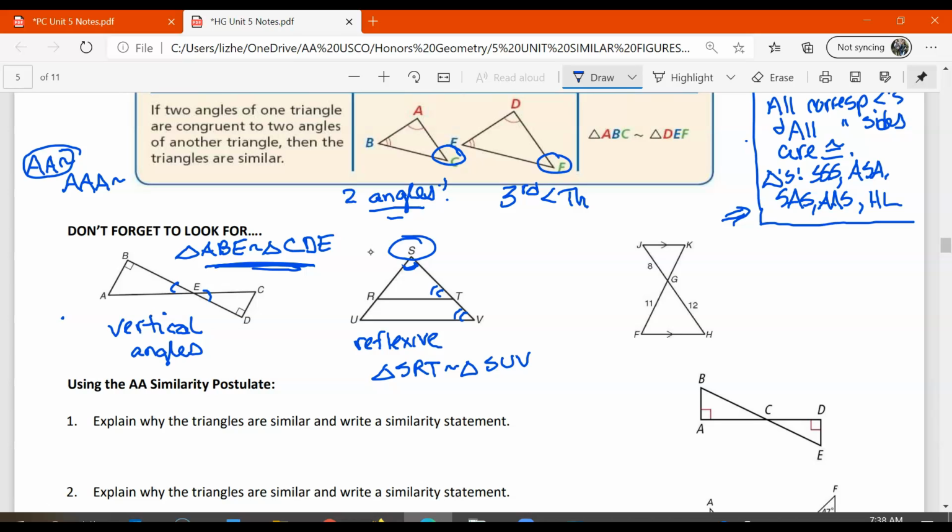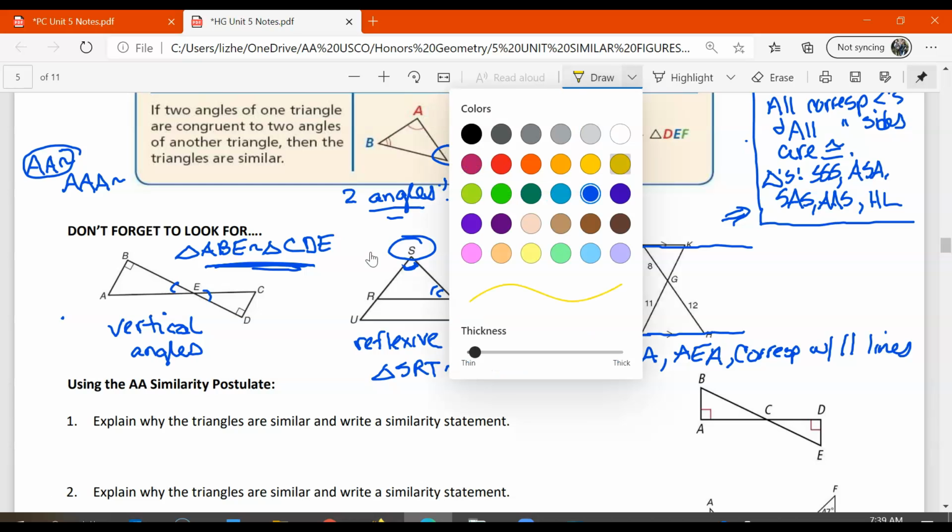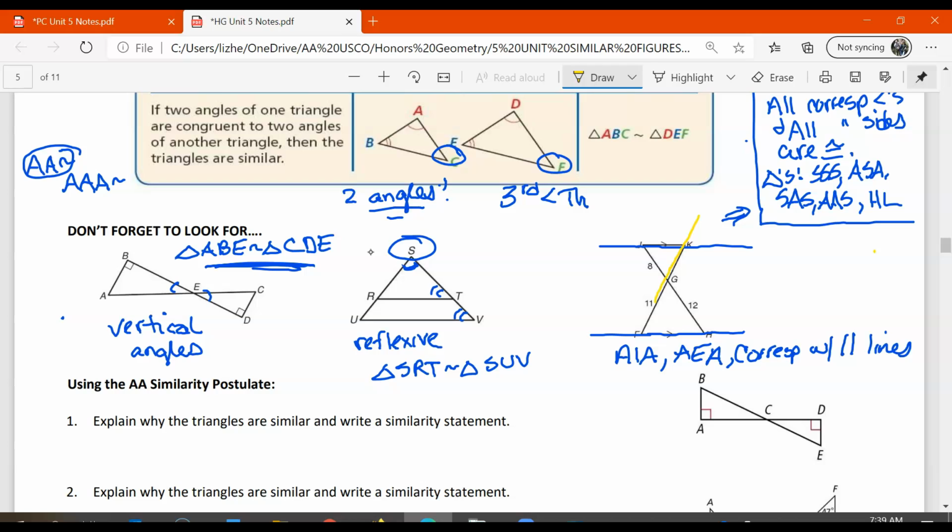And then finally here, we have parallel lines. So don't forget about alternate interior angles or alternate exterior angles or corresponding angles with parallel lines. You can get all those angles. So for example, this parallel line and this parallel line, we can have this transversal right here, and therefore this little angle right there is congruent to that little angle by alternate interior. We can also have this transversal.